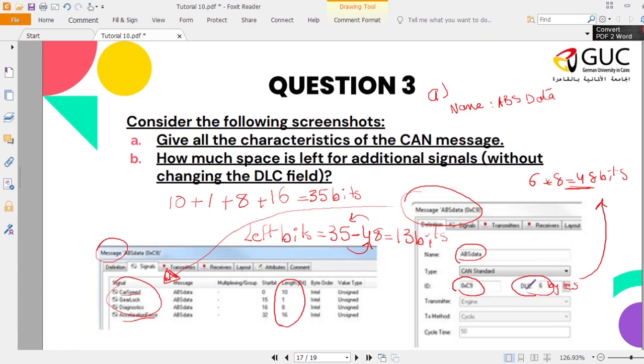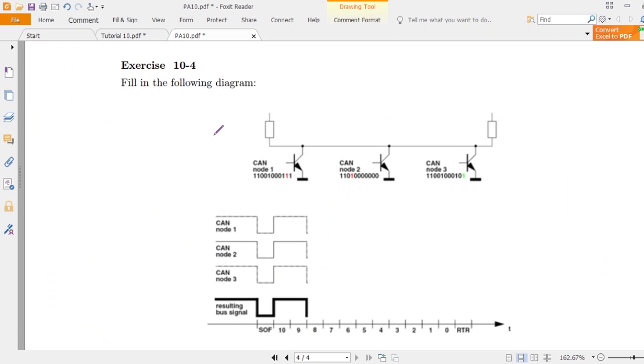Yes, we can do that because 48 minus 35, the 35 being the total number of bits occupied by the 4 signals. So 48 total number of bits in the DLC minus the 35 is 13 bits. So we can add signals as long as they are 13 bits or less. Okay, that's question number 3.